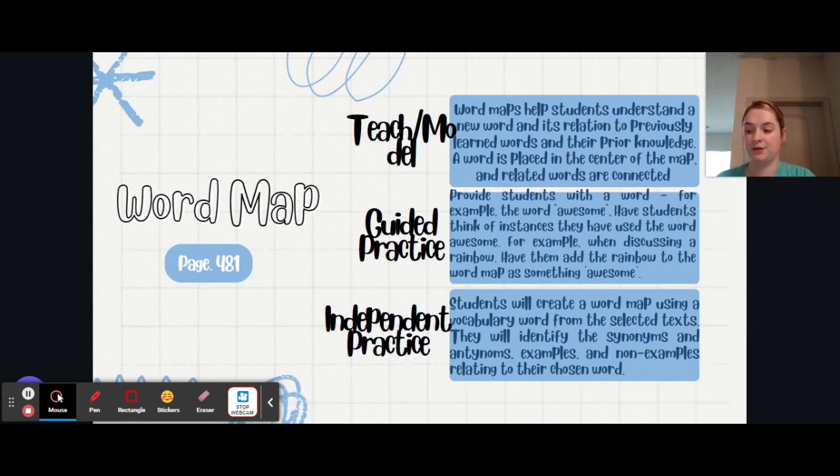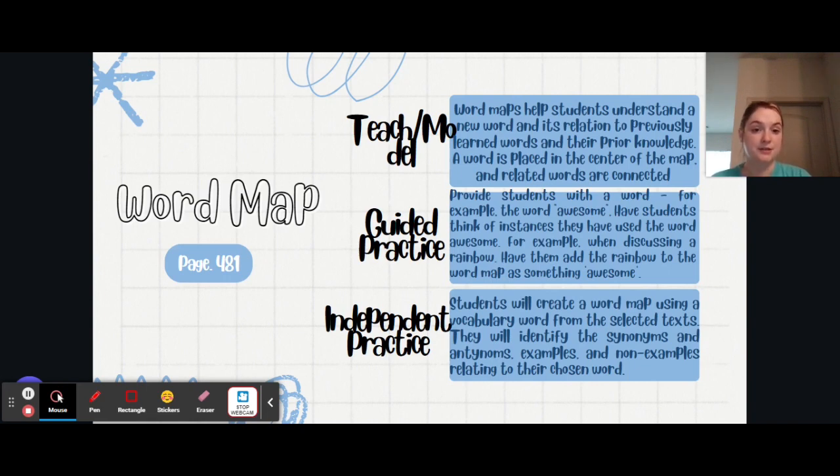Word maps, which are on page 481, are a form of graphic organizer to help visualize word relations to each other. So you want to teach and model this. Word maps help students understand a new word and its relation to previously learned words and their prior knowledge. A word is placed in the center of the map, and its related words are connected. So you may do the word awesome. That goes in the middle of the map.